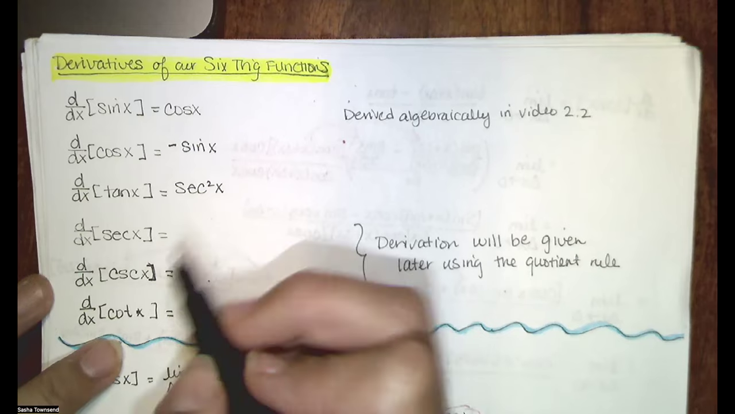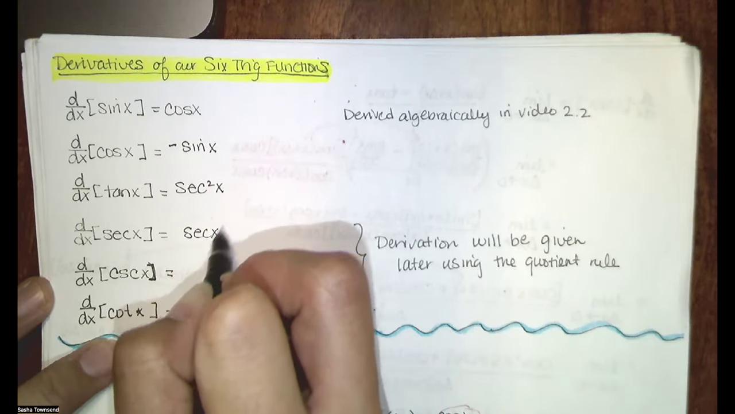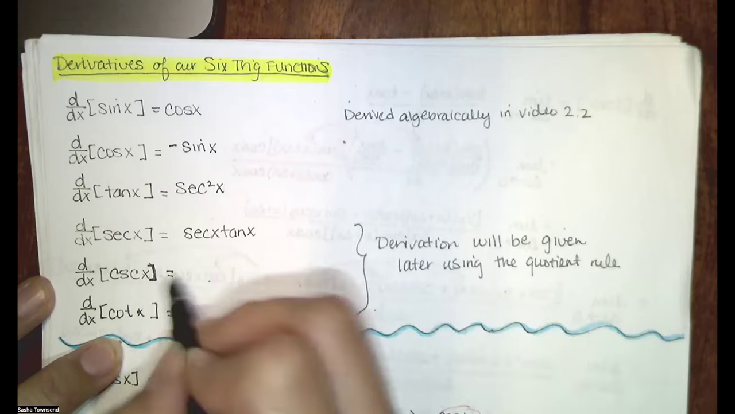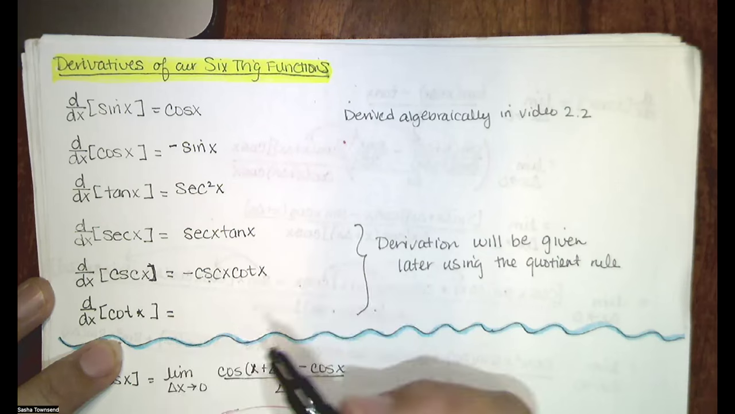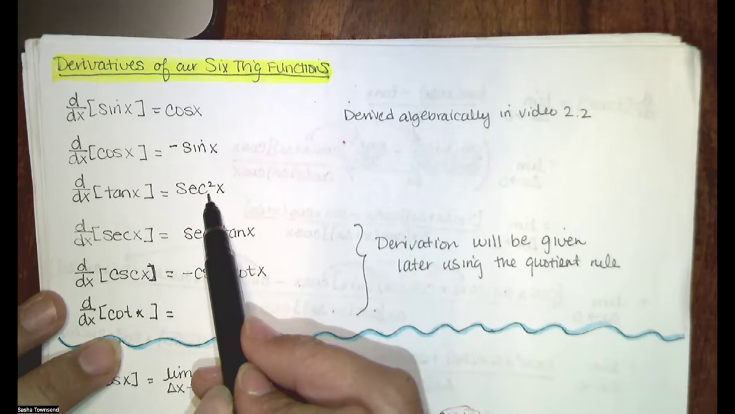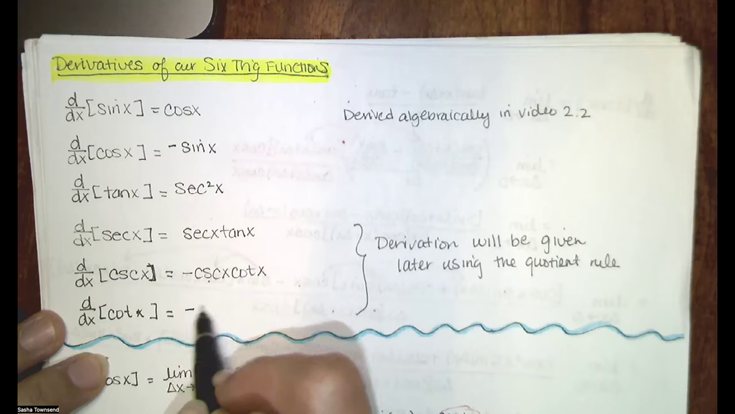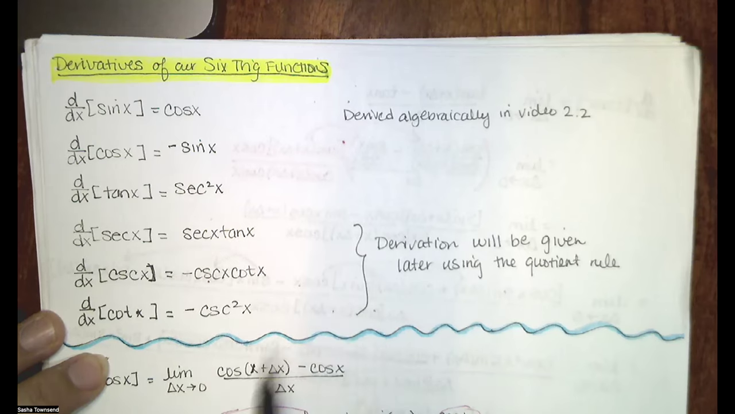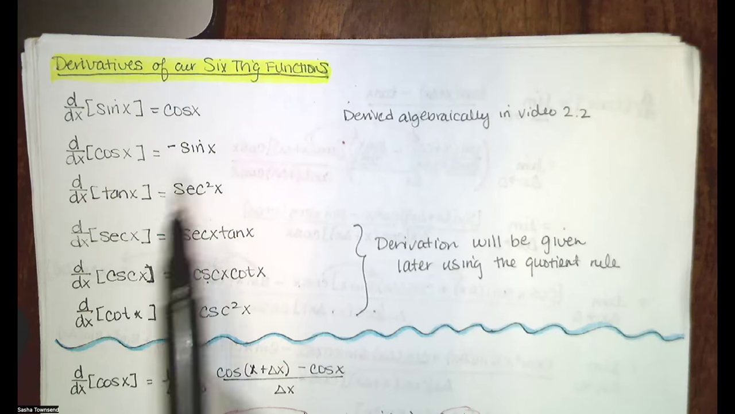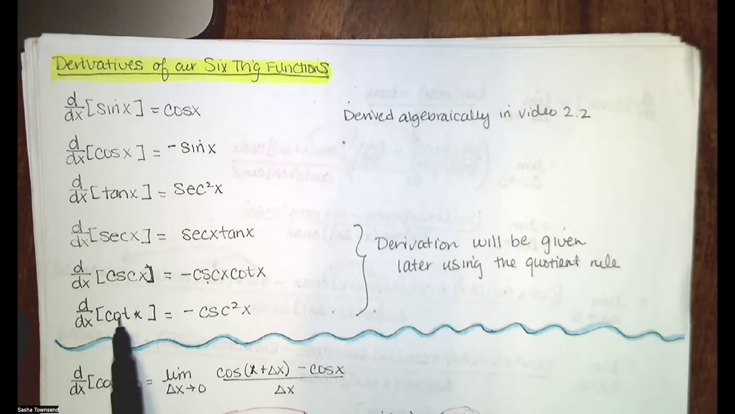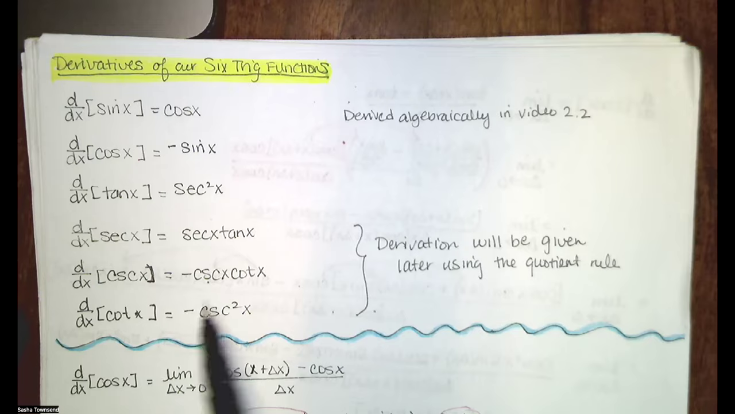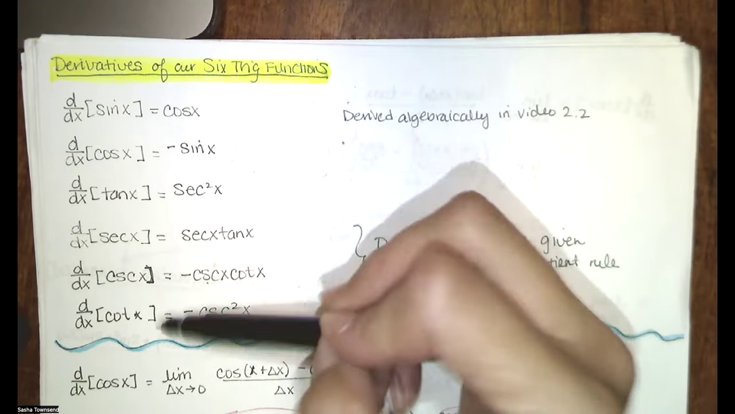Now it turns out that the derivative of secant of x is secant of x times tangent of x. And the derivative of cosecant of x is negative cosecant of x times cotangent of x. And while the derivative of tangent is secant squared, the derivative of cotangent is negative cosecant squared. So there are some mirror images, with the derivative of tangent being secant squared. The derivative of the cofunction, cotangent, is negative cosecant squared. I want you to notice that the derivatives of all three cofunctions are negative.